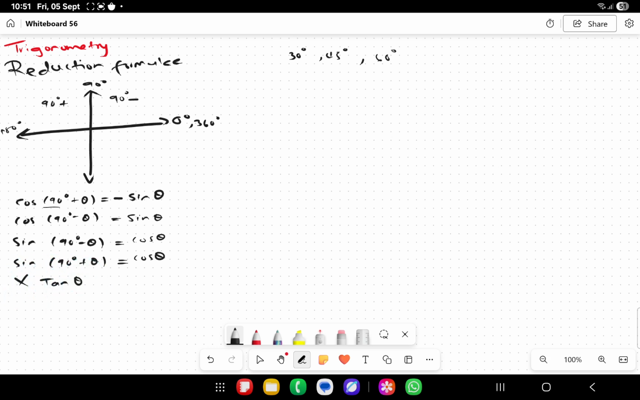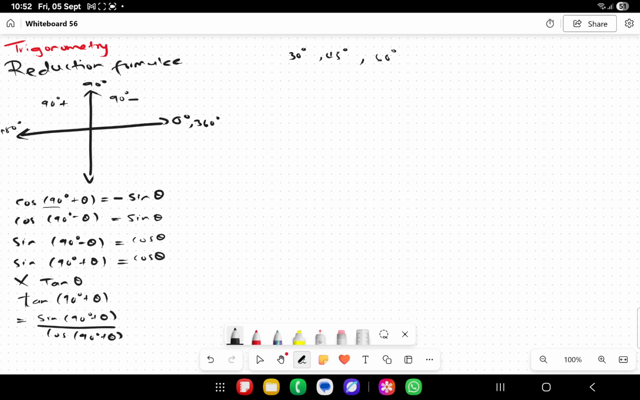If I'm given tan, what I must do is change the tan to sine over cos. So if I have, for example, tan of 90 degrees plus theta, I must change it to sine of 90 degrees plus theta over cos of 90 degrees plus theta, according to our trig ratio. I repeat again, when working with 90, we don't use tan.